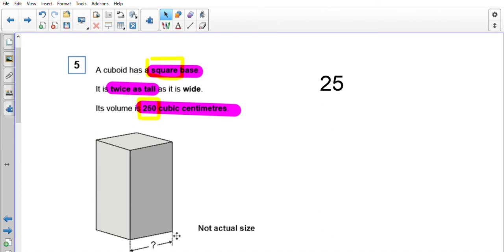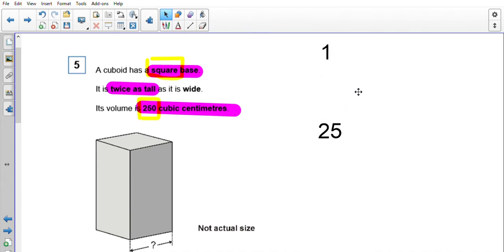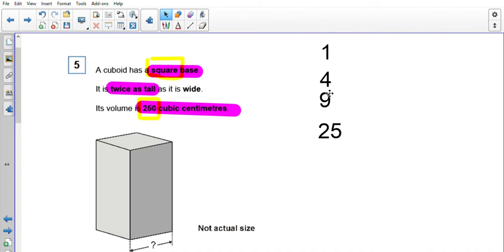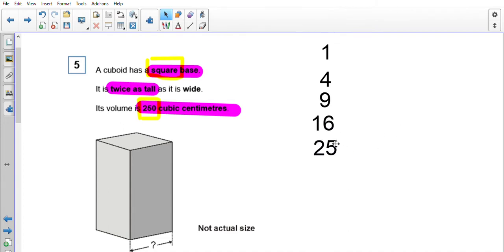We know it's a square base, we know that's going to be a square number. So if I listed my square numbers, I might have 1, and then 4, 2 times 2, then 9, 3 times 3, then 16, not 15, 16, 4 times 4, then 25, 5 times 5, etc.